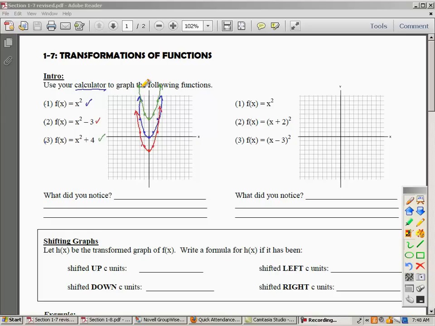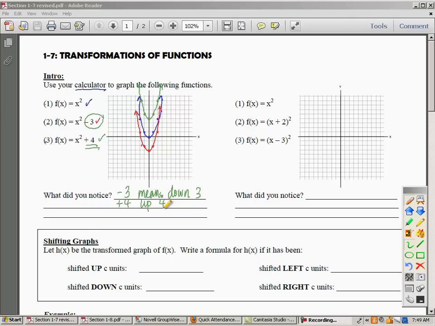The goal is to take a look at what happens. As you look at the second graph, you'll see that the entire graph shifted down 3. So the negative 3 at the back means go down 3. The positive 4 at the back means go up 4. And so that's the first idea. That's something we expect you remembered from Algebra 2, but if not, your graphing calculator is there.